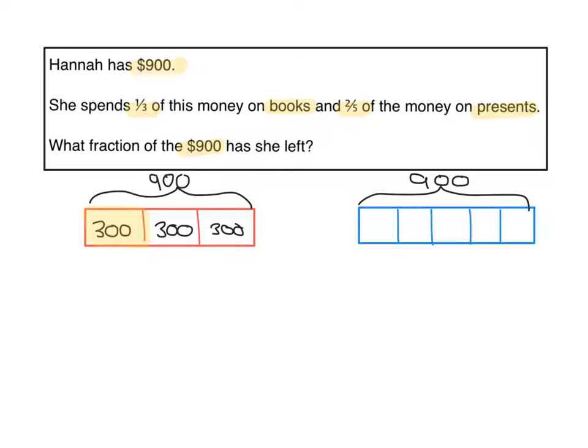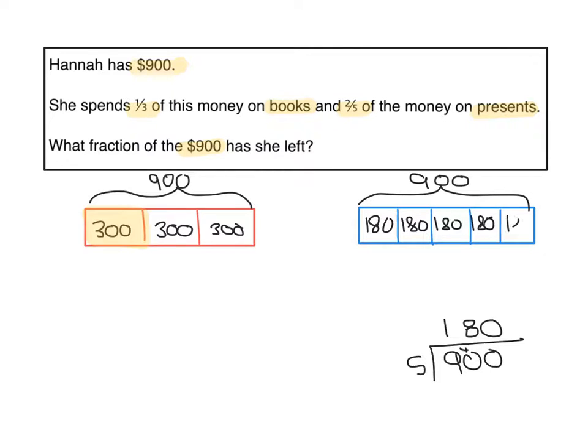If it's non-calculator, I can do a little bus stop for this. How many 5s go into 900? 5 into 9 is 1, and there's still 4 left. 5 into 40 is 8. 5 into 0 is 0. So there's 180 in each here. That means 1/5 is 180.